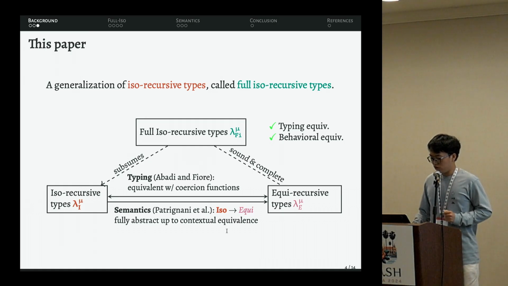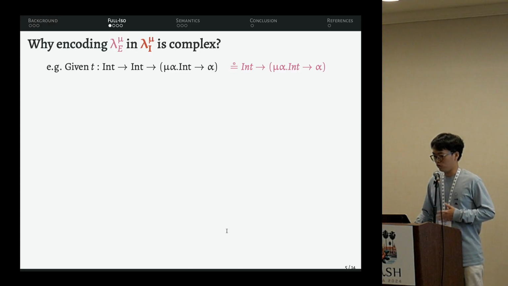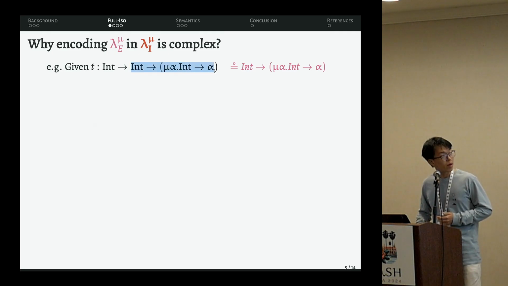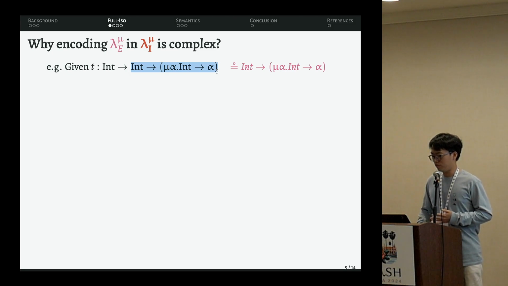Before we introduce the details of full iso-recursive types, let's first take a look at why encoding equi-recursive types in iso-recursive types is complex. Let's consider a term t, which originally can be typed as a two-arity function, int to a recursive type. This part of the recursive type can be partially folded to the recursive type, so you can get this typing in the equi type system.